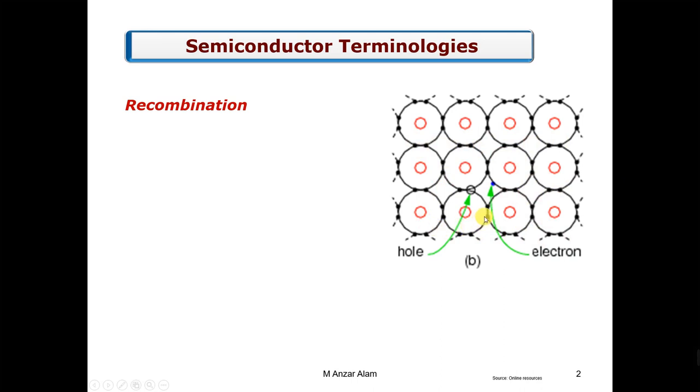But, for example, if there is one single electron and hole, it might be possible for this electron, while moving from here to here, to meet with the holes, and then the electron and hole will diffuse with each other. So they will neutralize each other. Then there will be no free electrons. Okay, so this is known as the recombination. The recombination is the process where the free electrons fall into the holes and they neutralize with each other, and the resultant is no free electrons. So this is known as recombination.